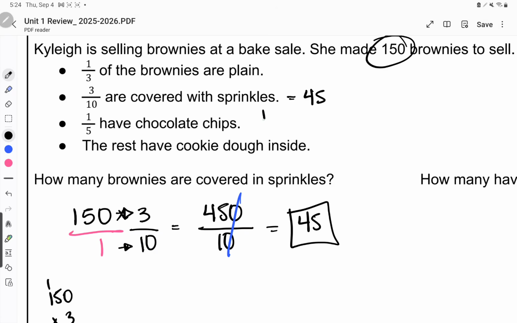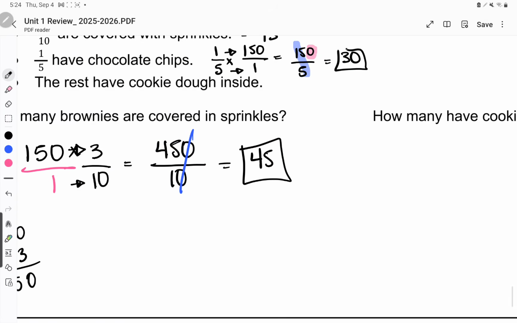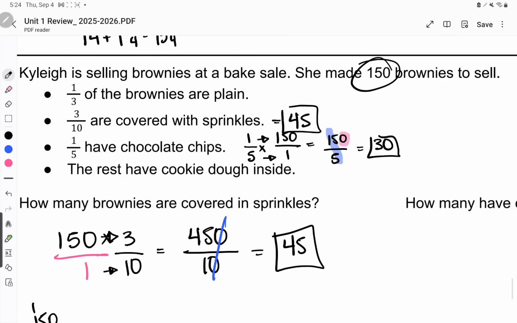1/5 have chocolate chips. That means I do 1/5 times my total number of brownies, which is 150. Put it over 1. 150 over 5. 15 divided by 5 gives me 3. And then we just tack on this 0 onto the end. So 30 of them have chocolate chips. So we got 45 and we got 30.